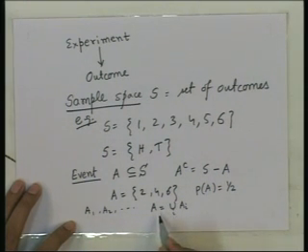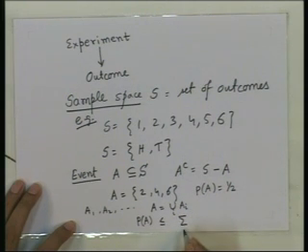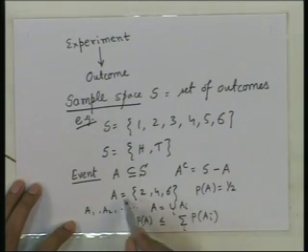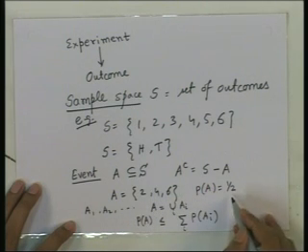So, the probability of A can be bounded by the summation of the probabilities. It may not be the same as the sum of the probabilities, but it may be less than the sum of the probabilities. Why? Because there may be some common elements between the events.